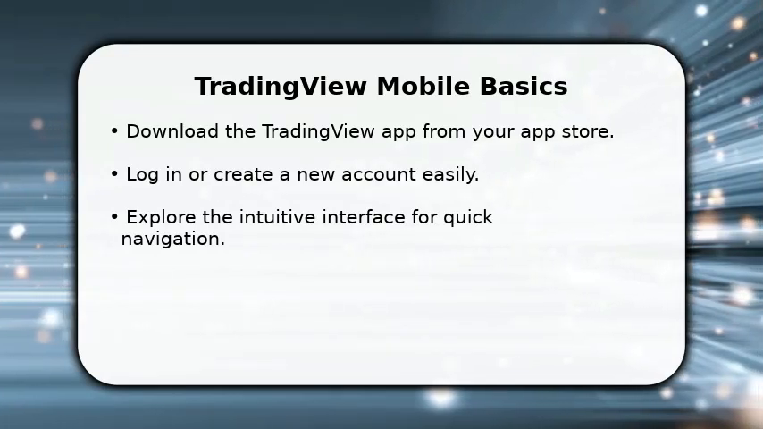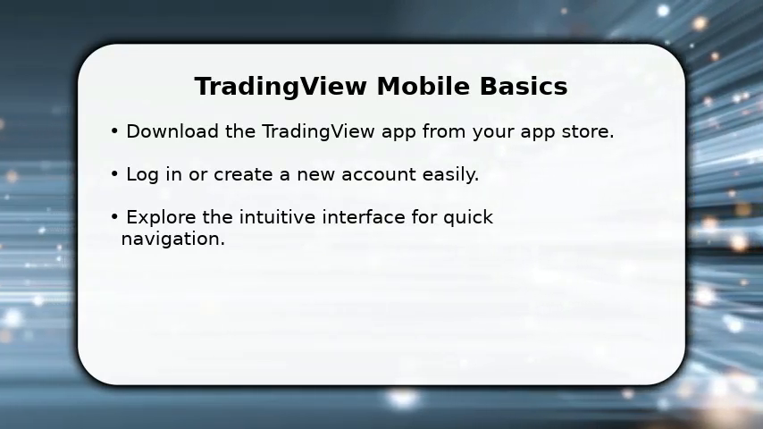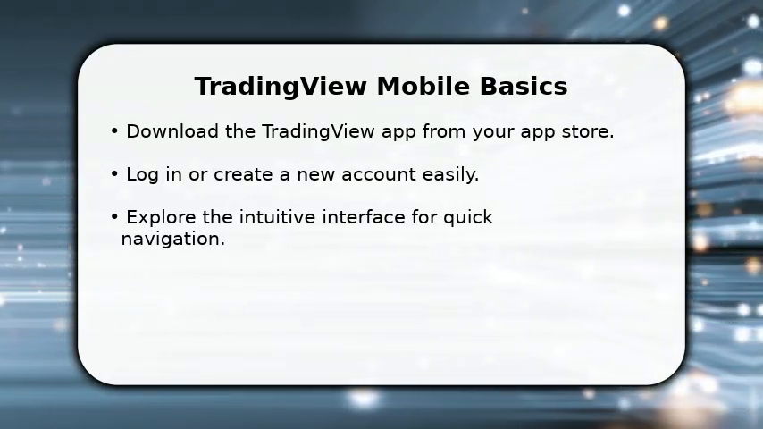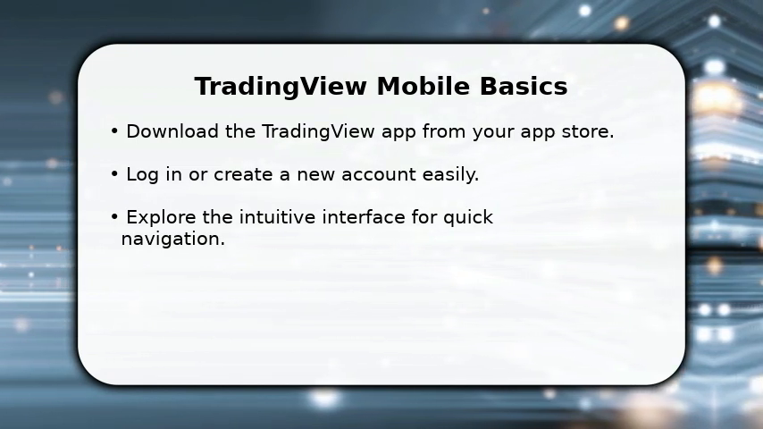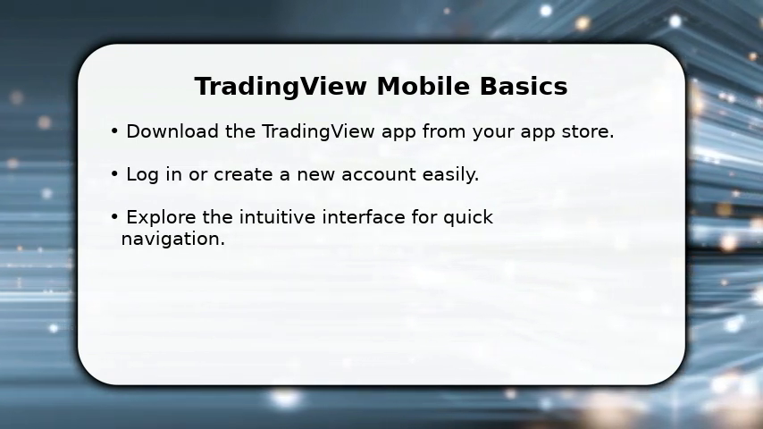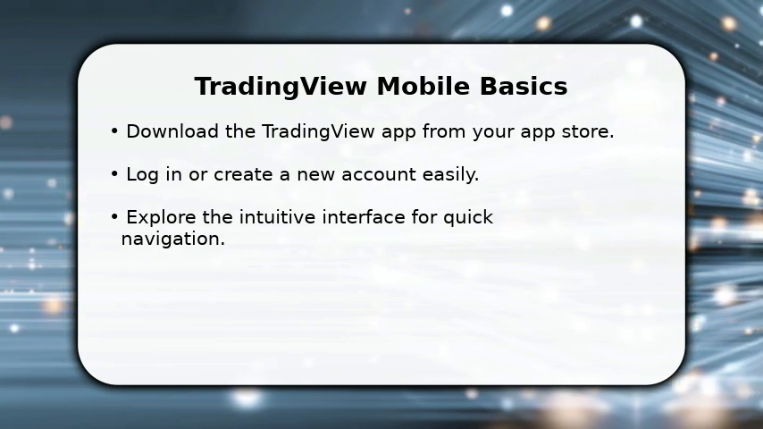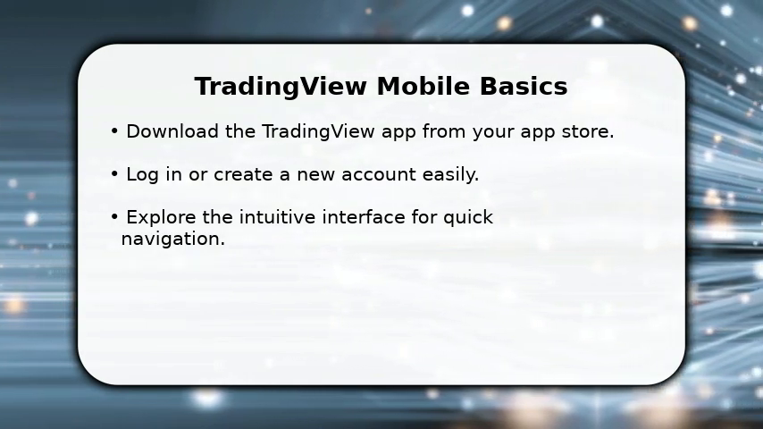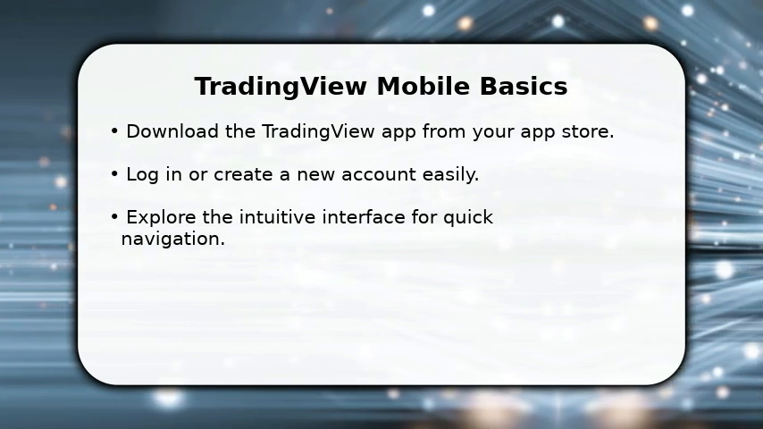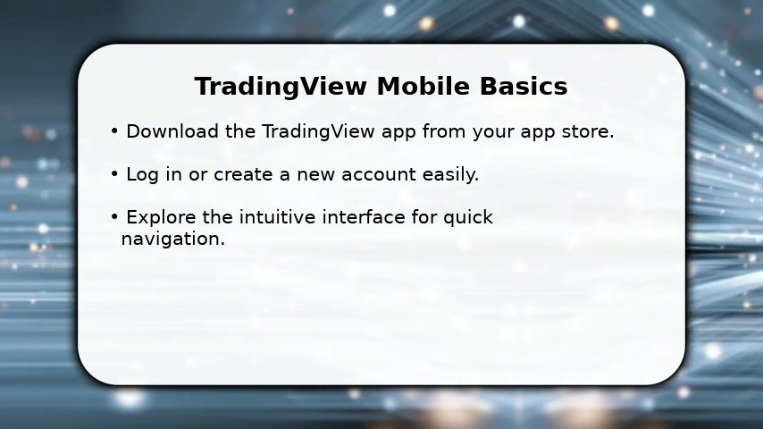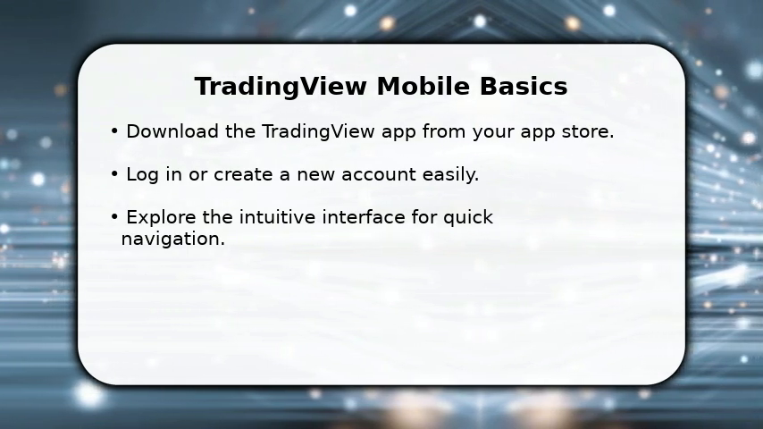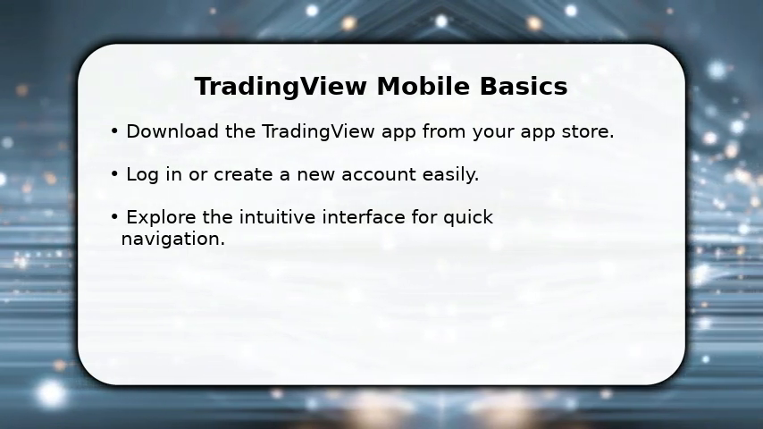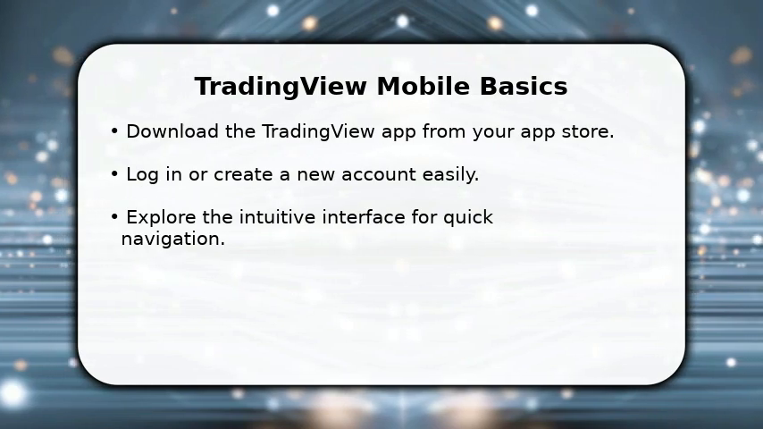In this video, I will explain how to use TradingView on your phone. First, download the TradingView app from your device's App Store. Once installed, you can easily log in with your existing account or create a new one in just a few steps. Take a moment to explore the intuitive interface. It's designed for quick navigation, helping you find what you need without hassle. Getting started is simple and straightforward.